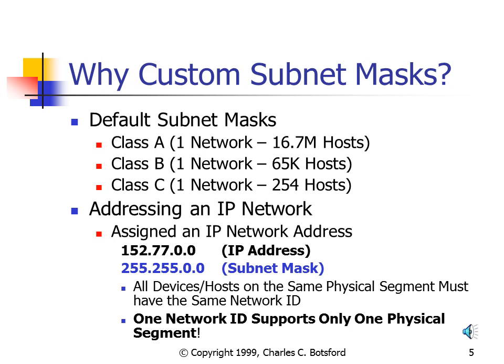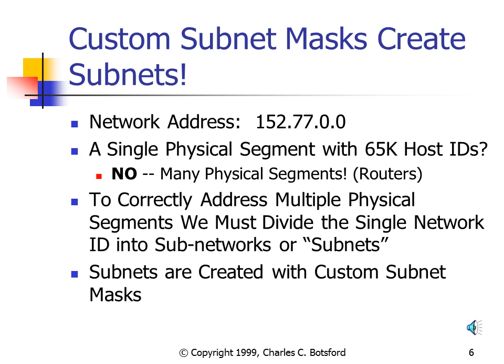Now, according to the subnet mask, we have a single network ID, and if we only have one network ID, that would only allow us one physical segment. And with a Class B address, that's 65,000 hosts on one physical segment. As we saw in the previous slide, the Class B address 152.77.0.0 with the default subnet mask of 255.255.0.0 only gives me one network ID, and that would require me to only use one physical segment.